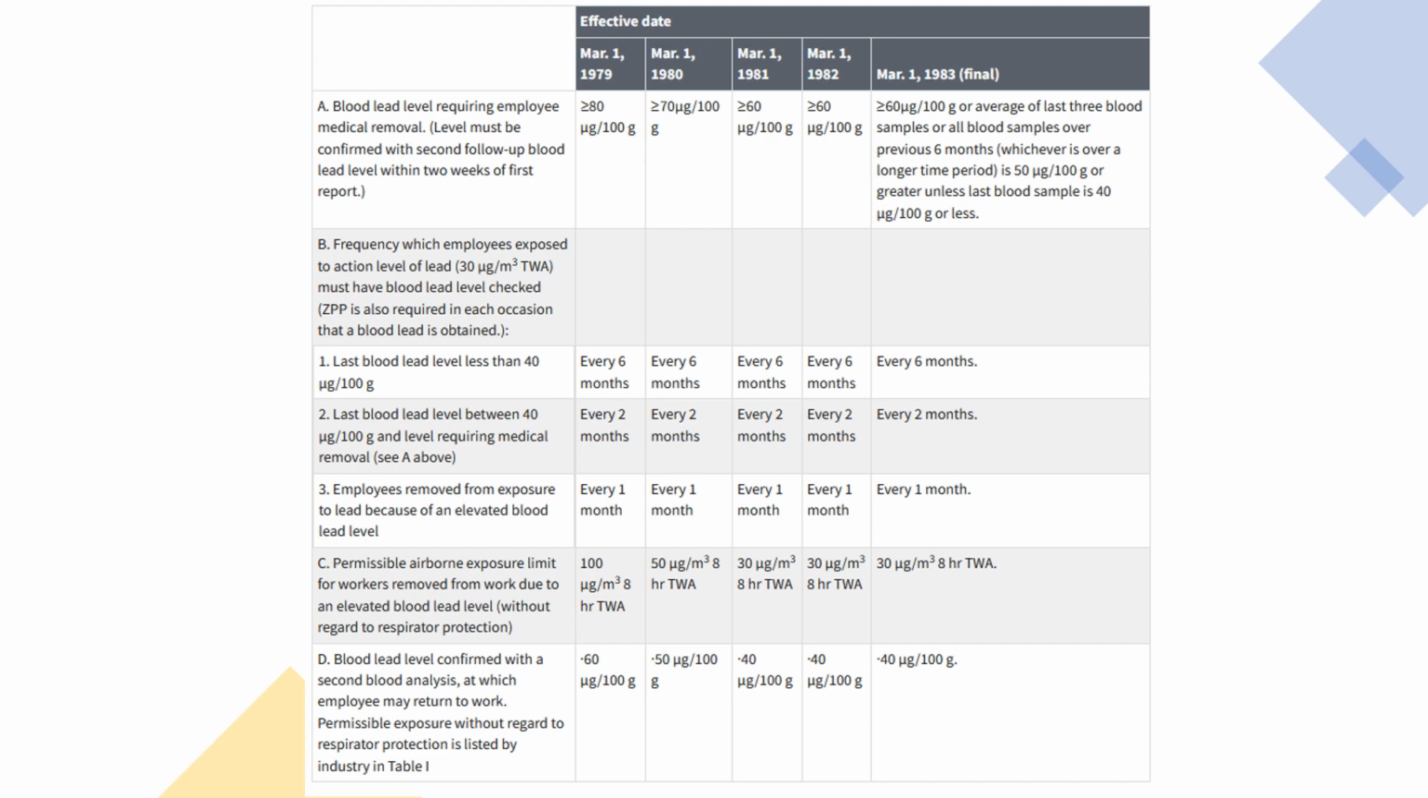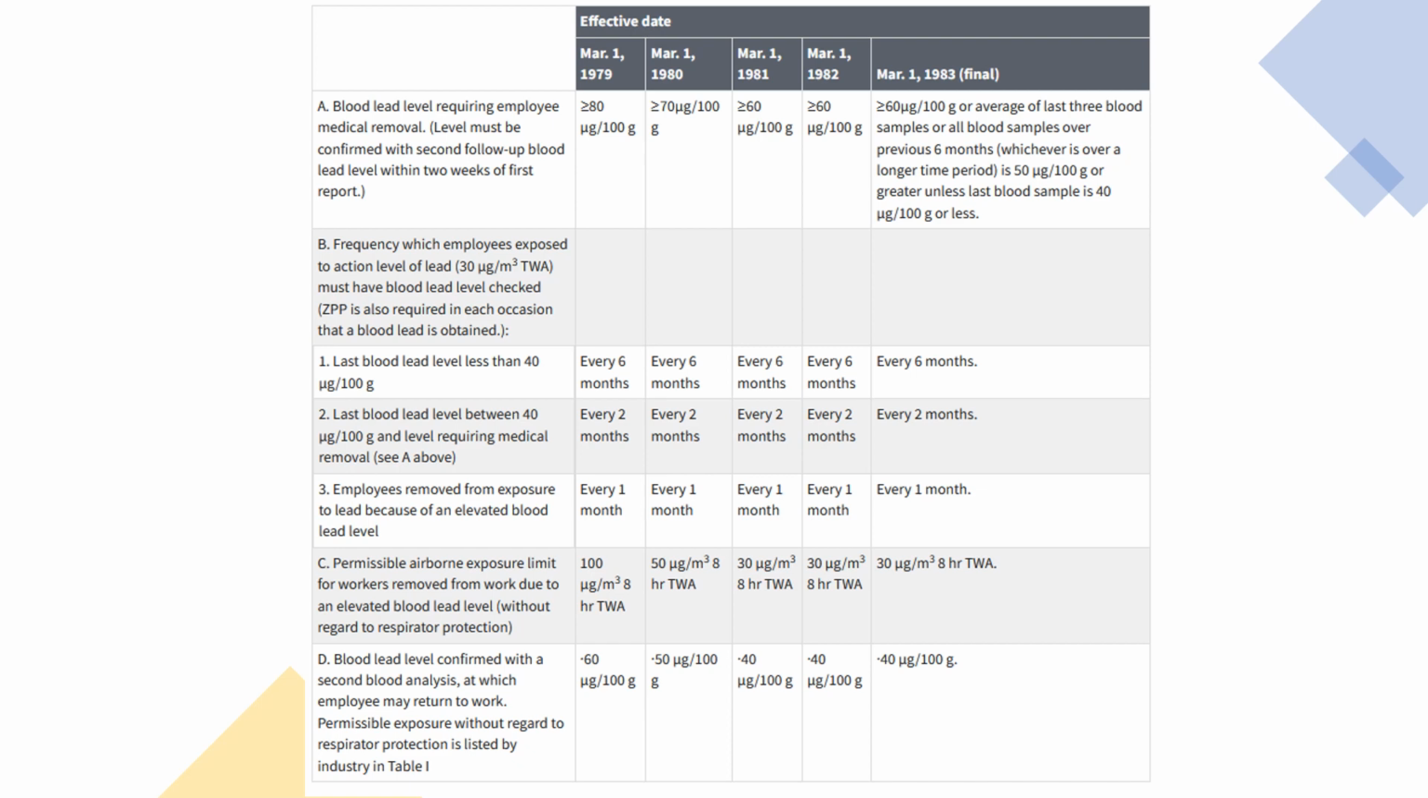B. Frequency at which employees exposed to the action level of lead, 30 micrograms per cubic meter TWA, must have blood lead level checked. ZPP is also required on each occasion that a blood lead is obtained. 1. Last blood lead level less than 40 µg/100 g, testing is required every 6 months. 2. Last blood lead level between 40 µg/100 g and the level requiring medical removal, CA above, testing is required every 2 months. 3. Employees removed from exposure to lead because of an elevated blood lead level, testing is required every month.